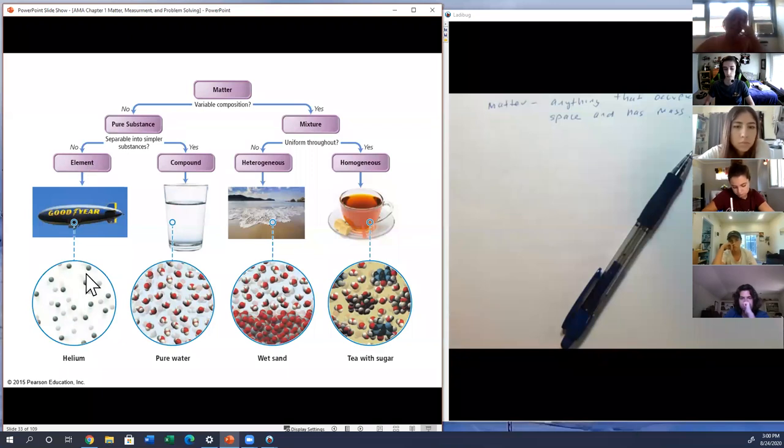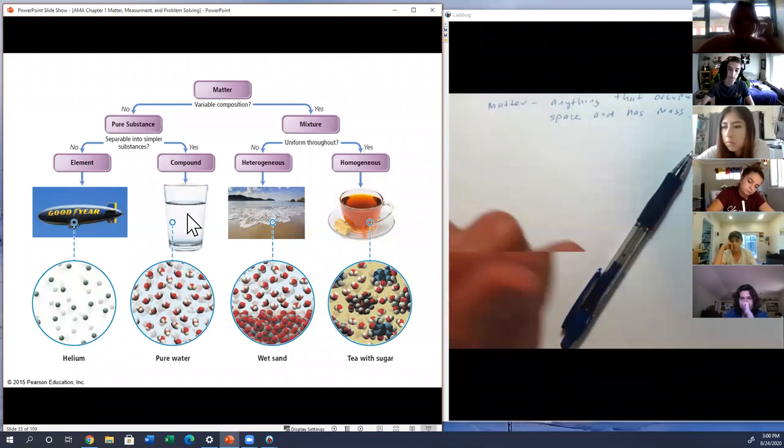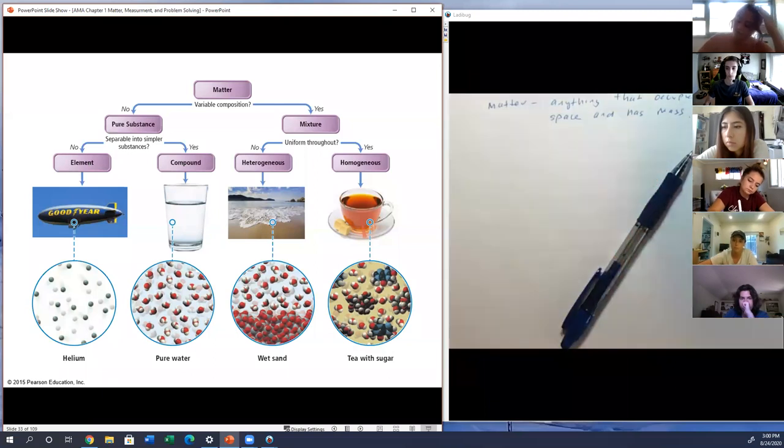It's made up of helium atoms. Water is a good example of a compound, right? I can't separate out water and get two different substances, right?